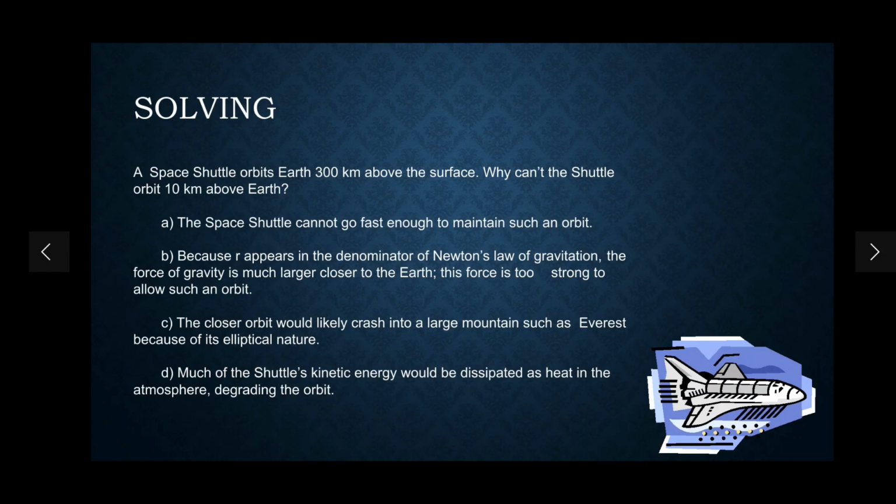Let's solve. A space shuttle orbits Earth 300 km above the surface. Why can't the shuttle orbit 10 kilometers above Earth? It's because much of the shuttle's kinetic energy would be dissipated as heat in the atmosphere. When a rocket is launched away from Earth, the kinetic energy will be dissipated as heat, because it will try to fight the gravitational force pulling it back towards Earth. So it would need to orbit at a very large height.